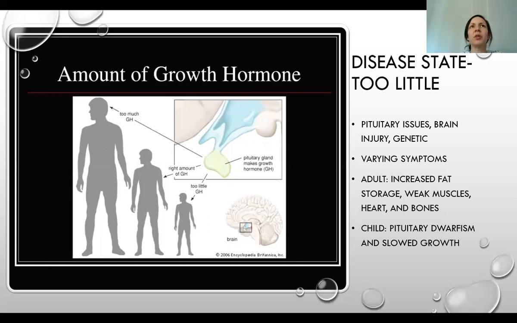But it also included some like fatigue. It seemed like diagnosing an adult was a little more difficult because the symptoms are a little less severe. For a child, when they're deficient, it can cause a slower growth rate and sometimes pituitary dwarfism.